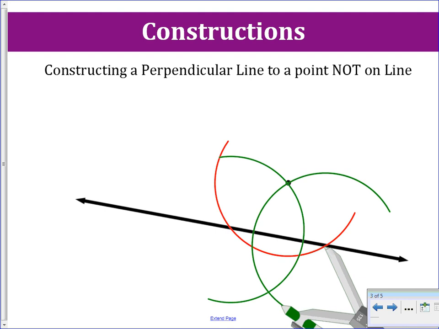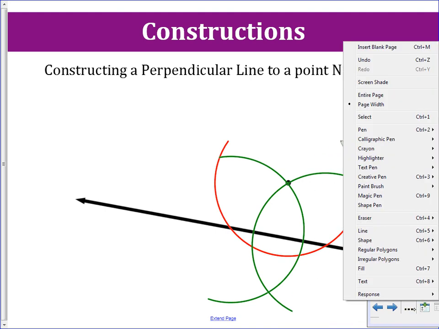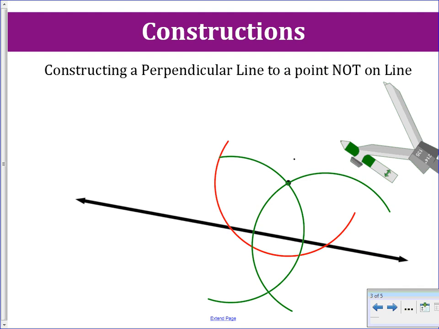Okay, we made the green arcs. The green arcs intersect, and since the green arcs intersect one another, we are going to connect them with our line. Draw a line through one, line through the other, and this line represents our perpendicular line to the given point that we had, and the given point is not on the line.